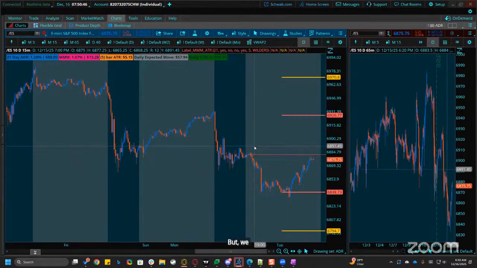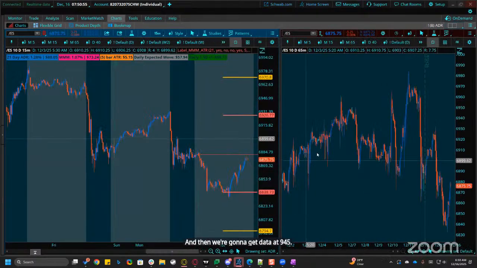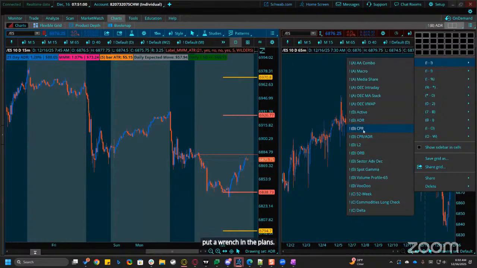But we're going to get data in a few minutes. So we need to see how that plays out. And then we're going to get data at 9:45. Lots of things that can put a wrench in the plans.